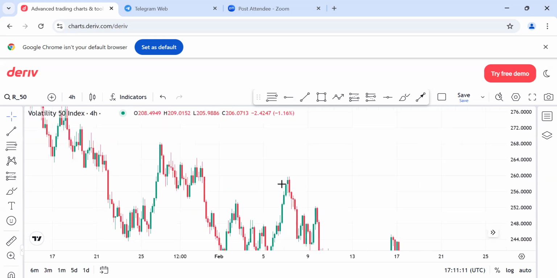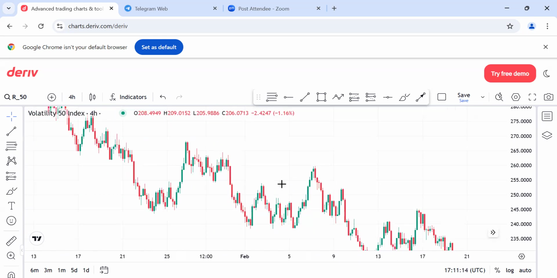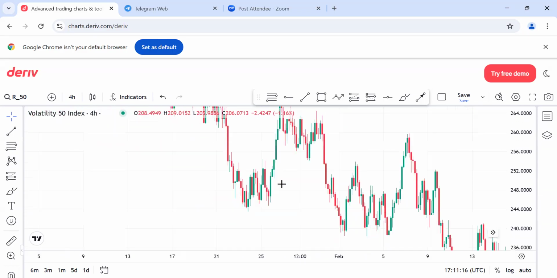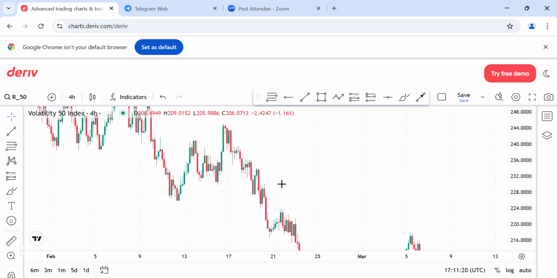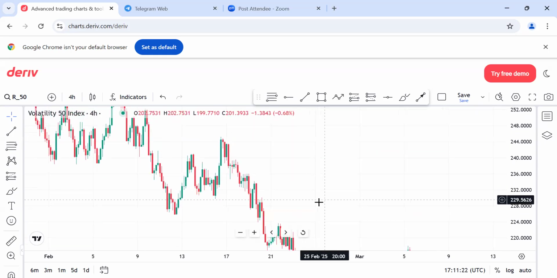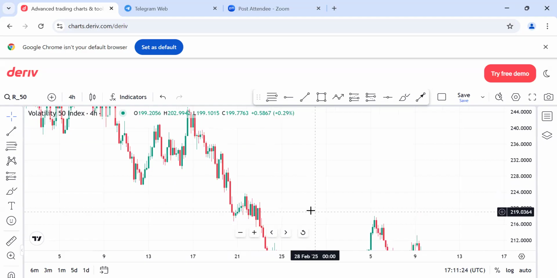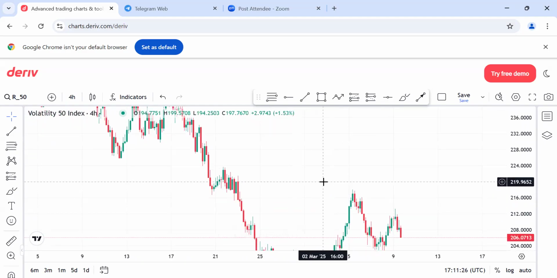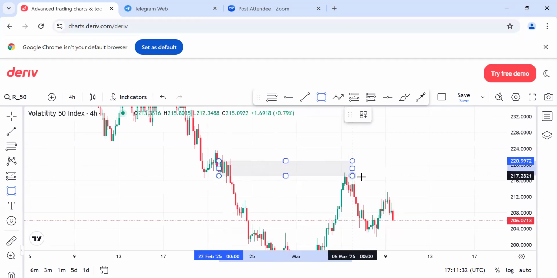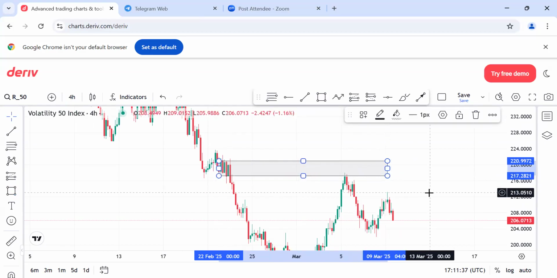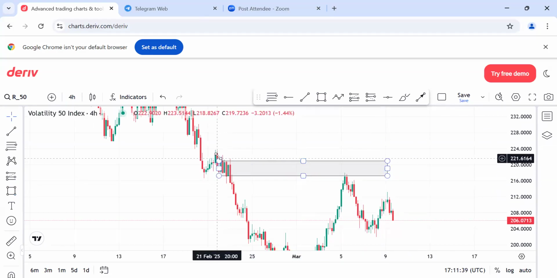We're currently on the 4-hour time frame on the 50 index, where we have an order block at this point, not perfectly formed in my opinion, but I would consider this to be an order block. And this is a drop-based drop order block pattern.